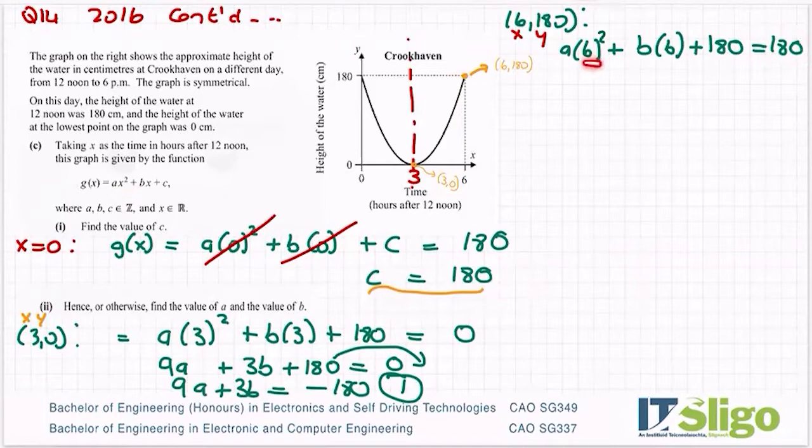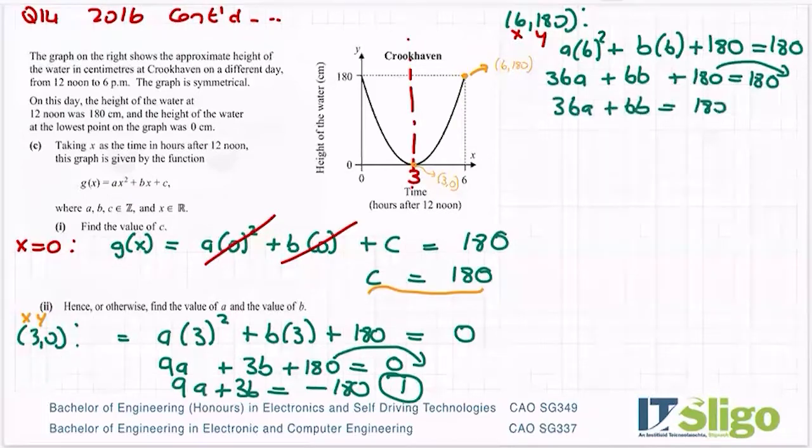So let's work it out. 6 6s are 36, so that's 36a plus 6b plus 180 equals 180. So I'm going to bring him over this side. 36a plus 6b equals 180 minus 180. Or of course you can subtract 180 from either side. 36a plus 6b is equal to 0. So that's my second simultaneous equation.